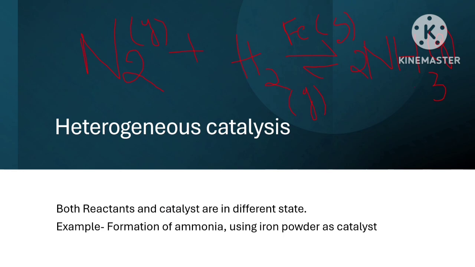Now 2 nitrogen atoms, and there are also 2 nitrogen atoms. Here 6 hydrogen atoms. Here what do we have? Only 2 hydrogen atoms. So I have written 3 here. Now the equation is balanced. Now, what is the meaning of heterogeneous catalysis? It means reactants, nitrogen and hydrogen, are in a gaseous form. Here, iron we used as a catalyst, it is in a solid form. Hence, the reactant phase and catalyst state are different. This is known as heterogeneous catalysis. Clear?